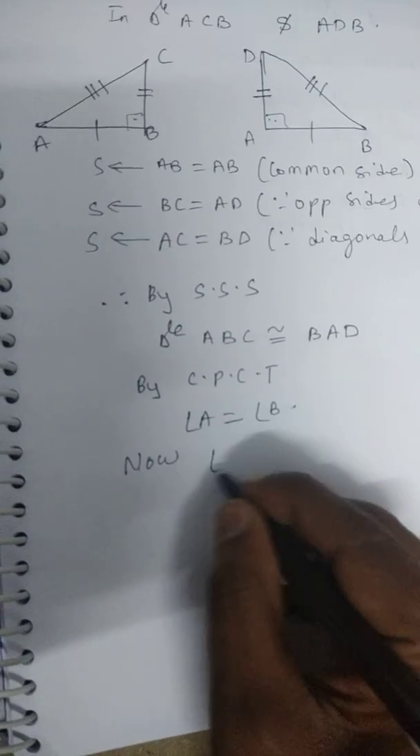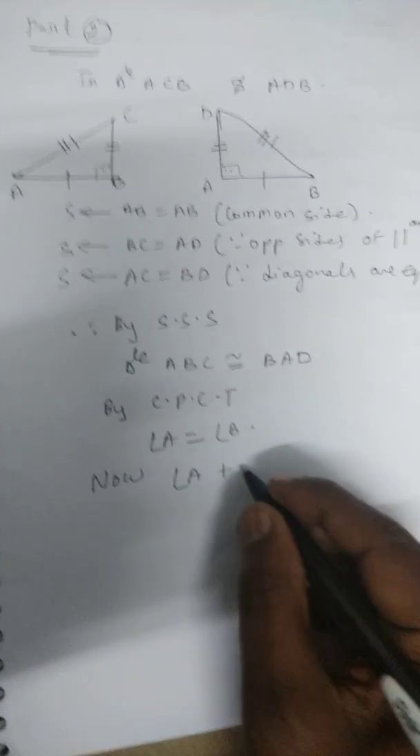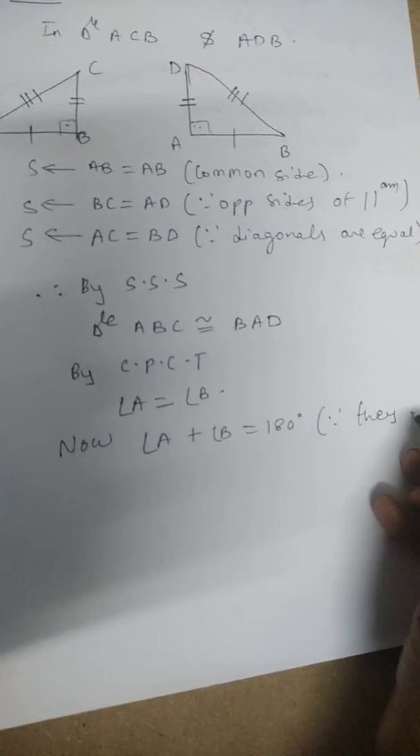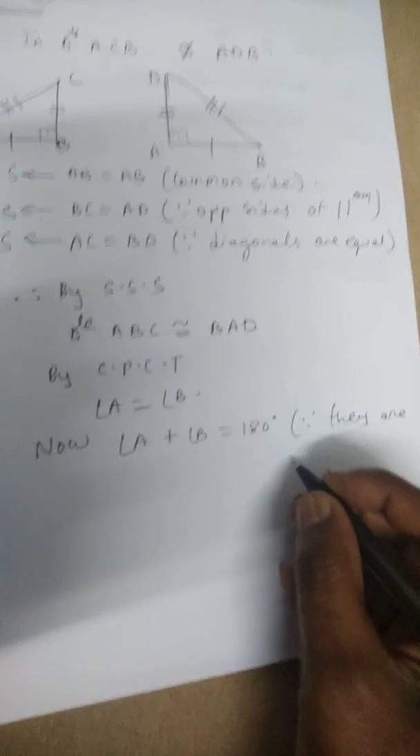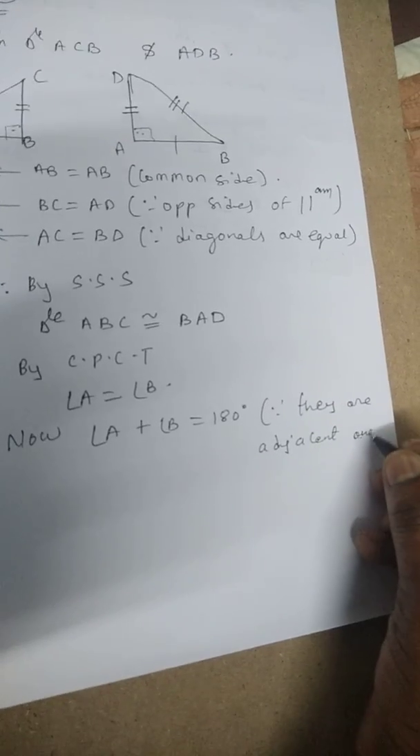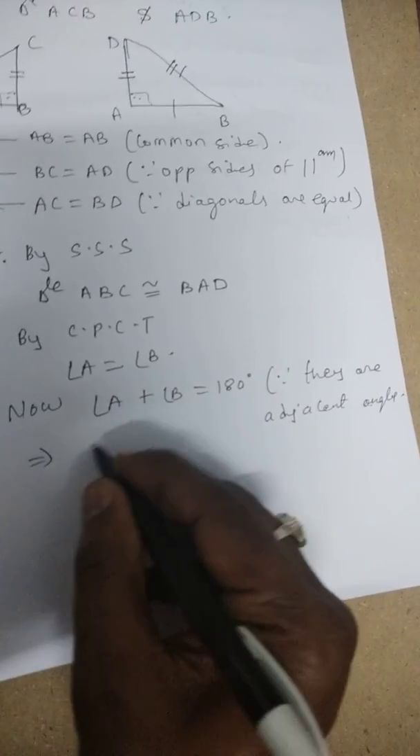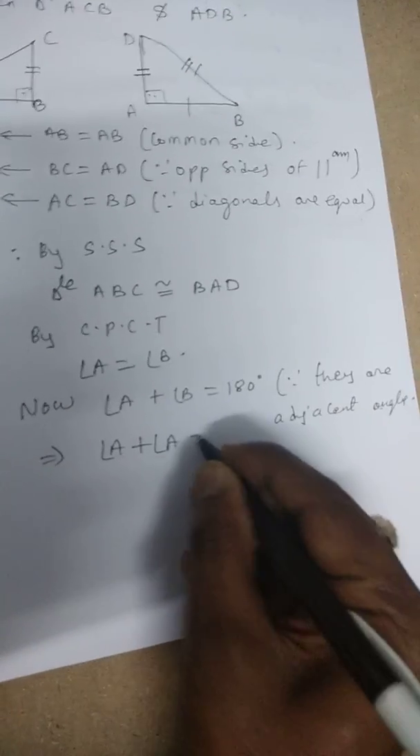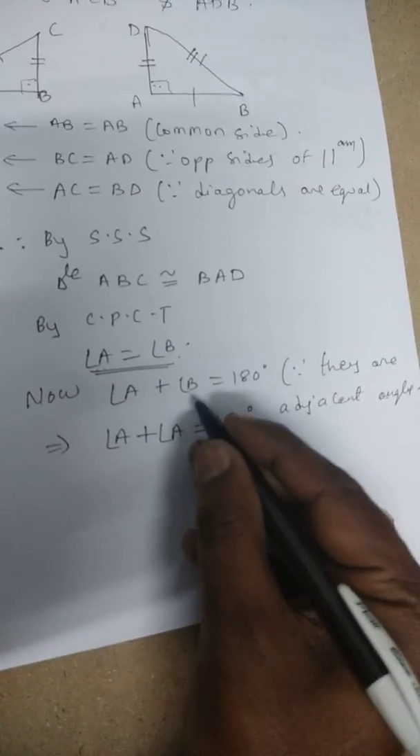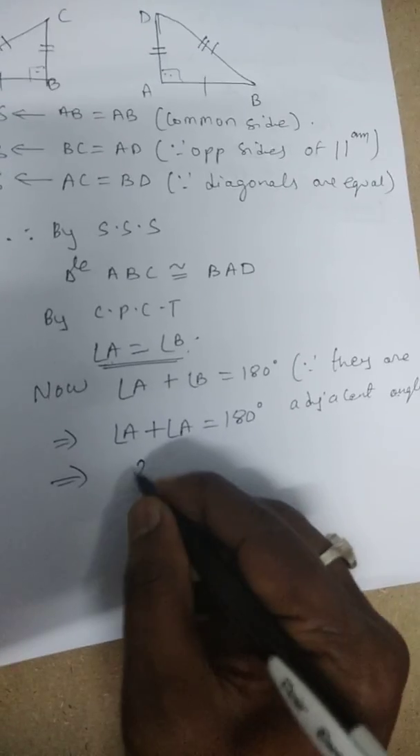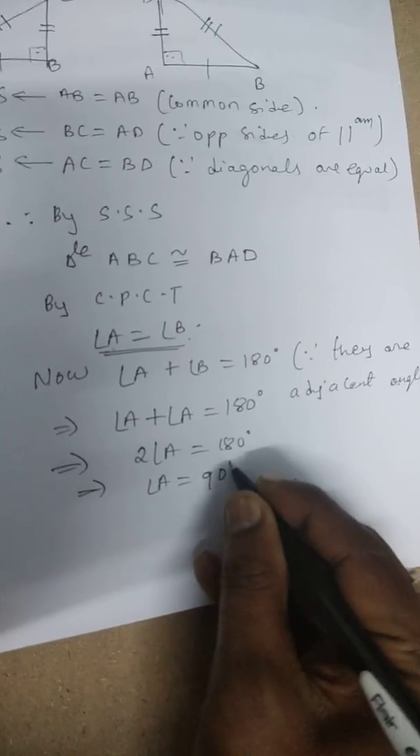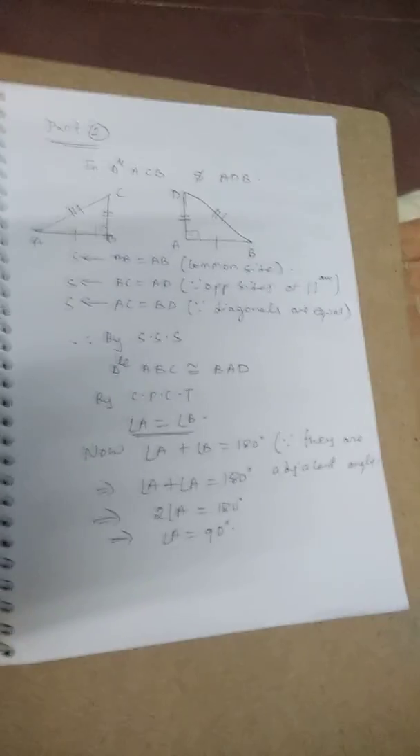Now angle A plus angle B is equal to 180 degrees, since they are adjacent angles. That implies angle A plus angle A is equal to 180 degrees, because these two are equal. In the place of angle B, I can replace it with angle A. So 2 angle A is equal to 180. That implies angle A is equal to 90 degrees.